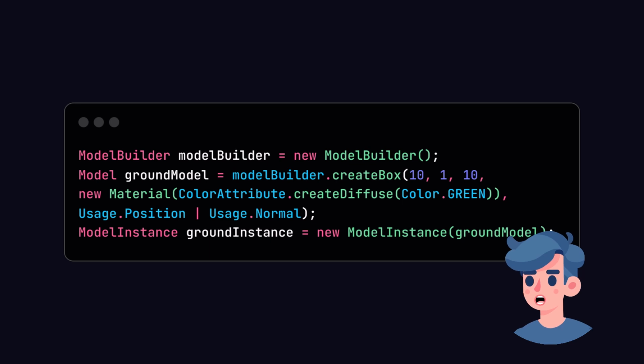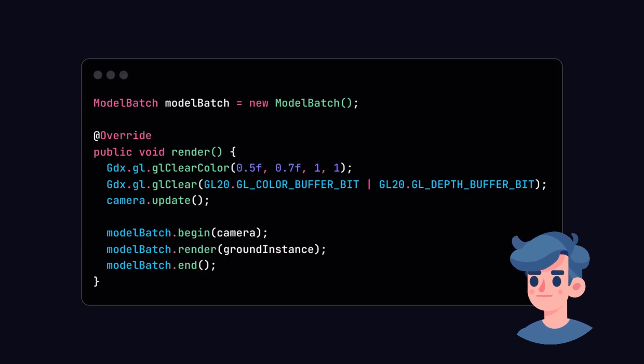Next, we need to create our game world. Let's define a simple ground plane where our character will run. We can achieve this by using the Model class from libGDX. Now, we need to render the ground in our game. To do this, we will set up a model batch and add our ground instance to it.